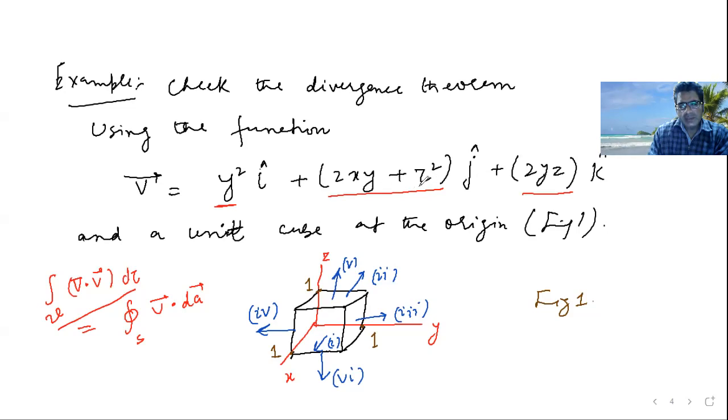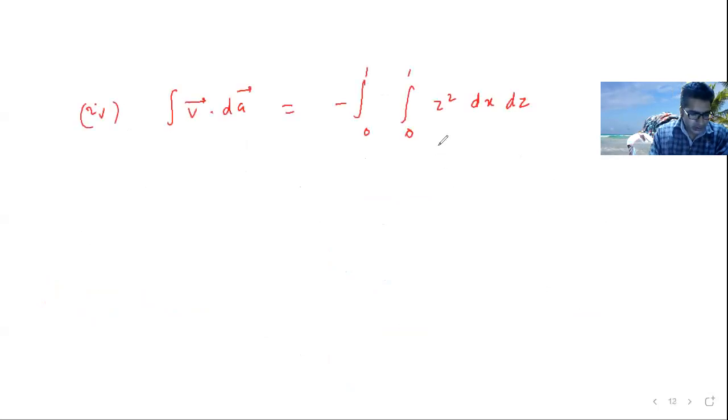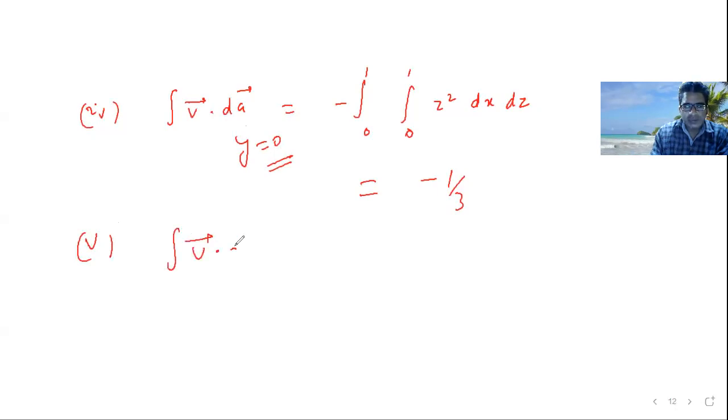I have to dot it with this component, but it is located at the place y is equal to 0. This face is located at y is equal to 0. When I put y is equal to 0, this term becomes 0. So only z square remains in the integral, right? So when you evaluate this integral, it will be minus 1 by 3. And y is 0 for this piece.